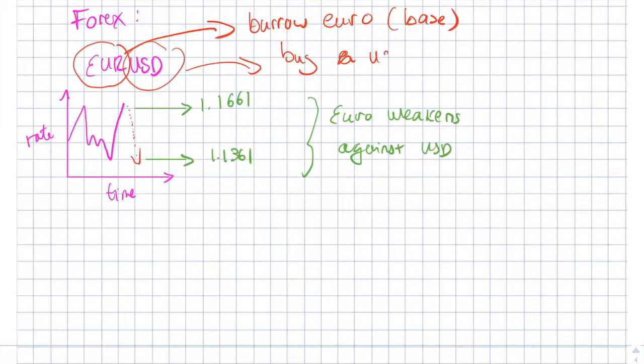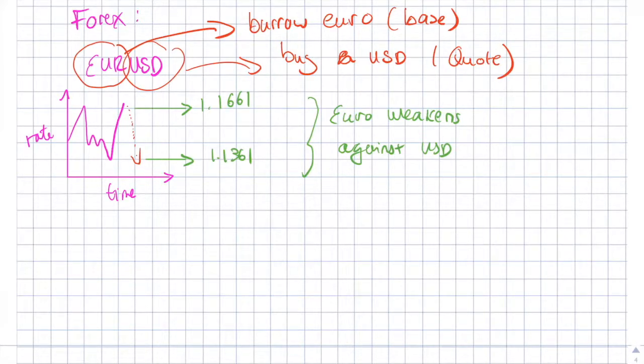So when you're buying, you're buying euros and you're borrowing USD. So you're buying the base and borrowing the quote. When you're selling, you're borrowing the euro and you're buying the USD. So you're borrowing the base and you're buying the quote. So in this example, you're selling. So you're going to borrow the euro and you're going to buy the USD.